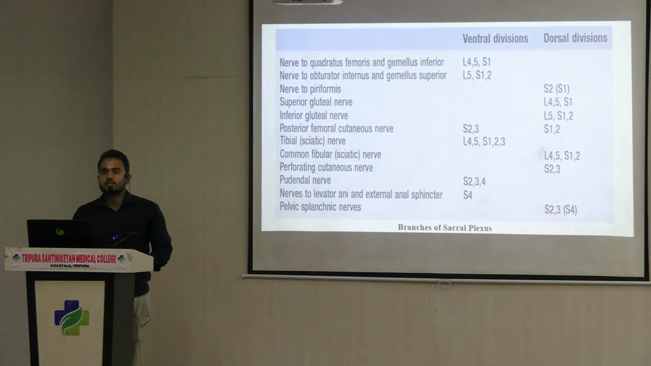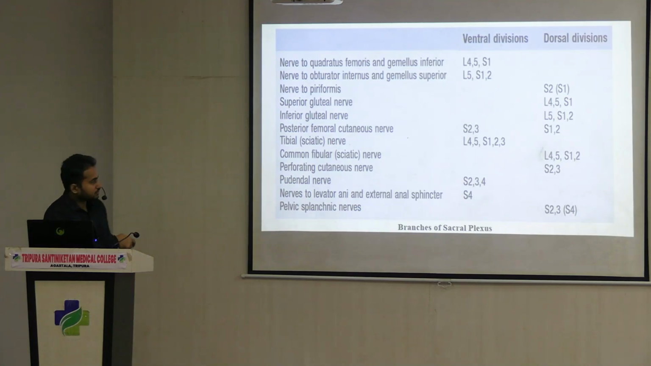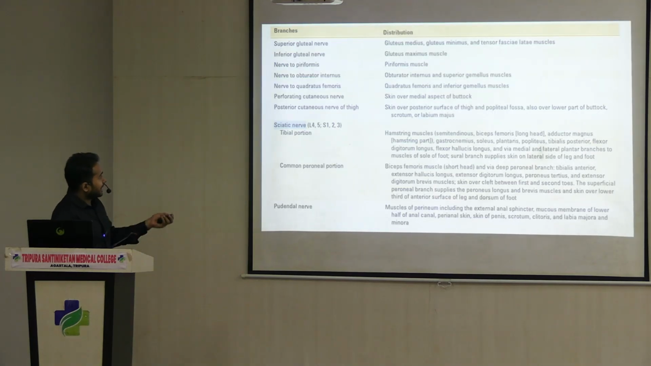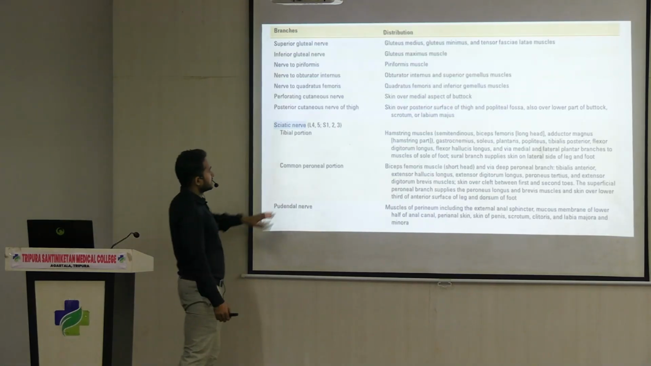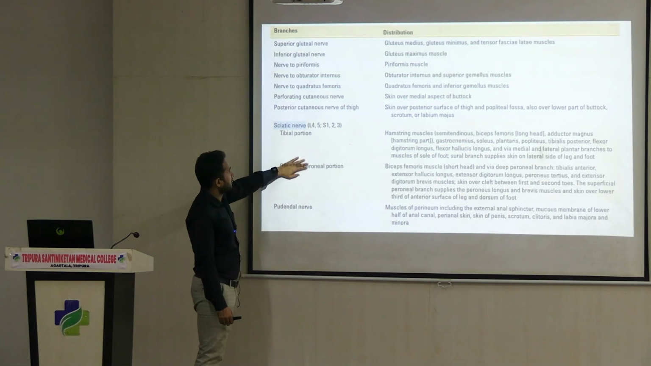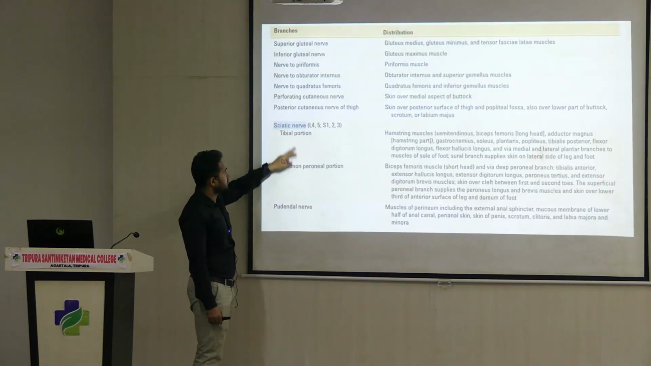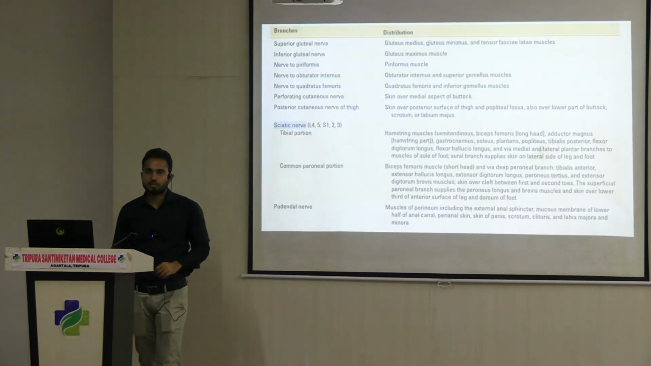Next, in the sacral plexus, it's not possible to explain all the branches. Okay, you have seen the number of branches there are. So directly we'll go to the sciatic nerve. But before that, here is the highlight of all the important nerves which are the branches of the sacral plexus, along with the divisions also. Here mostly we'll be discussing the sciatic nerve and its divisions, the tibial portion and the common peroneal portion of the sciatic nerve.